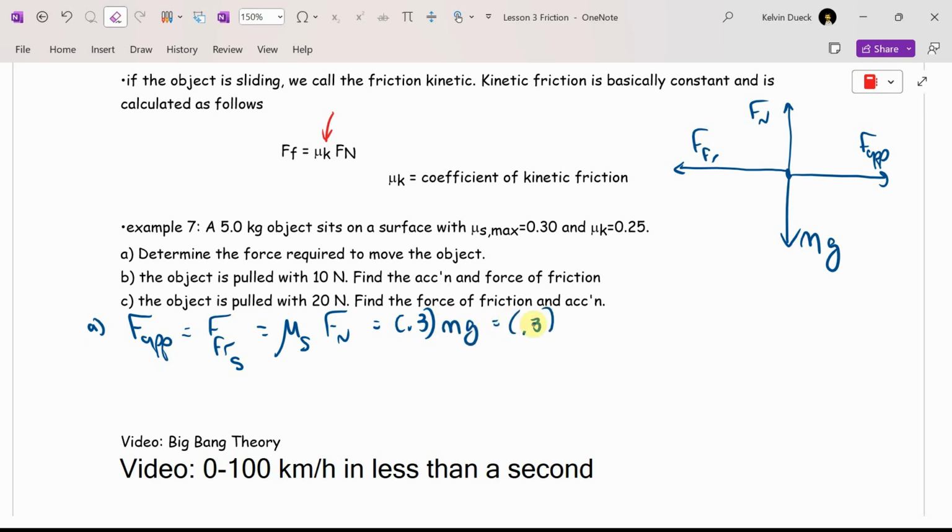So it's going to be 0.3 times 5 times 9.8. How hard do we need to pull to get this thing to start to slide in the first place? What do you get?